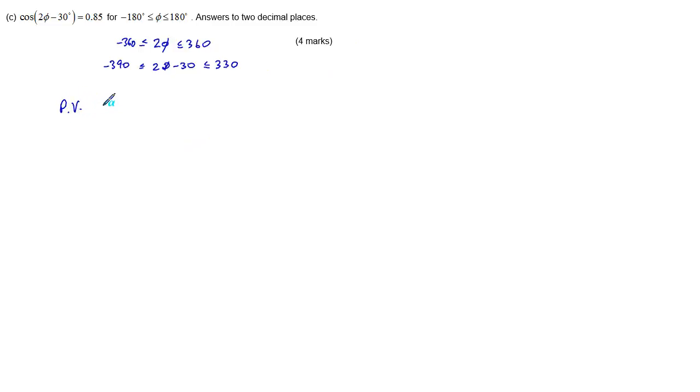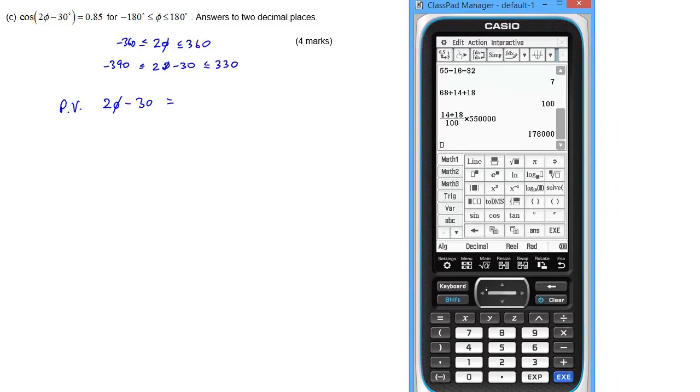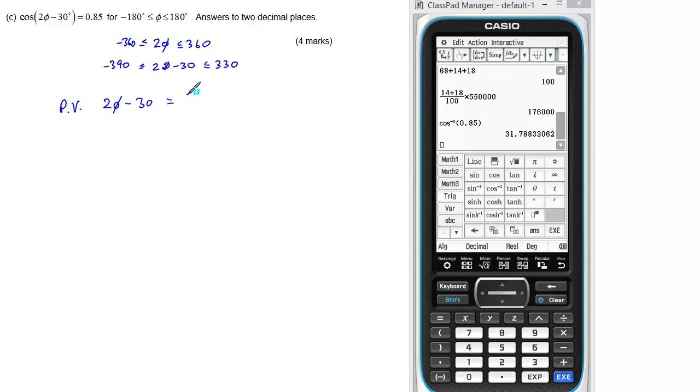Now we need our principal value as well, so 2 phi minus 30 is going to be the inverse cosine. We need to be in degrees this time because the question is in degrees. So we want the inverse cosine of 0.85. And that's 31.7. I'm going to keep 3 decimal places because I want the final answer to 2. So the 31.788 degrees.